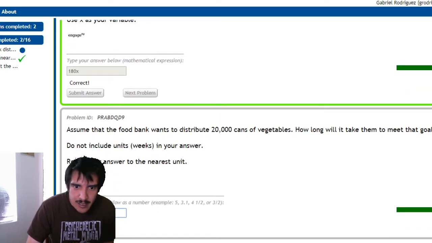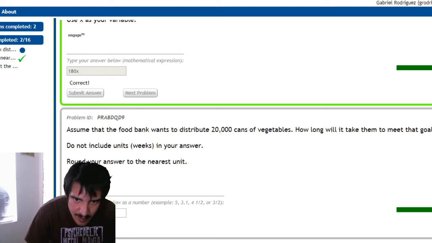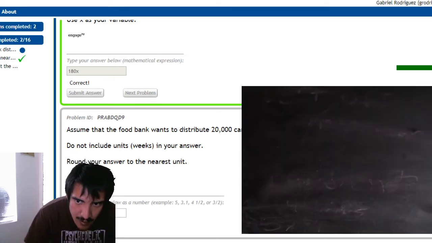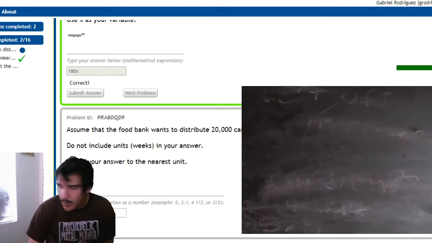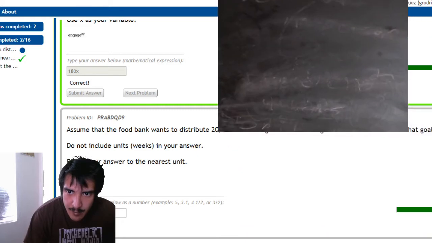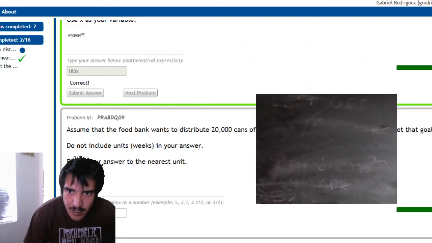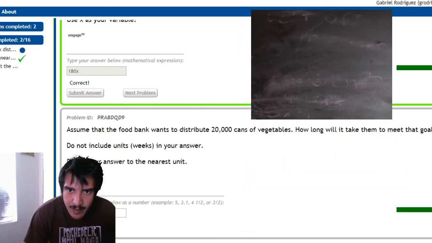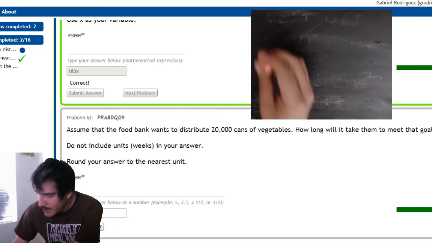For this one, let's see. There we go. I got my blackboard here. So on my blackboard, where can I put this so that I can show the work? I can maybe shrink it and put it up here. There we go.